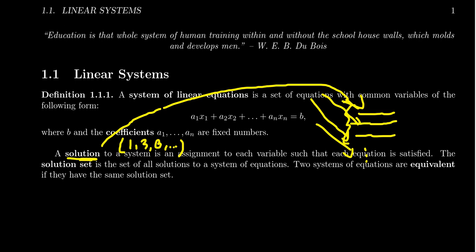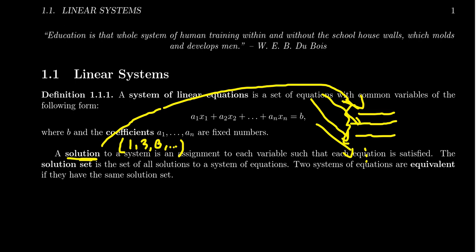Now, to be a solution of the equation, the assignment of the variables has to make the left-hand side equal to the right-hand side. We often say that it solves the equation, or the equation is satisfied by that assignment. So a solution to a system will be a solution to each and every equation in the system. Again, we'll see an example of this in just a moment.